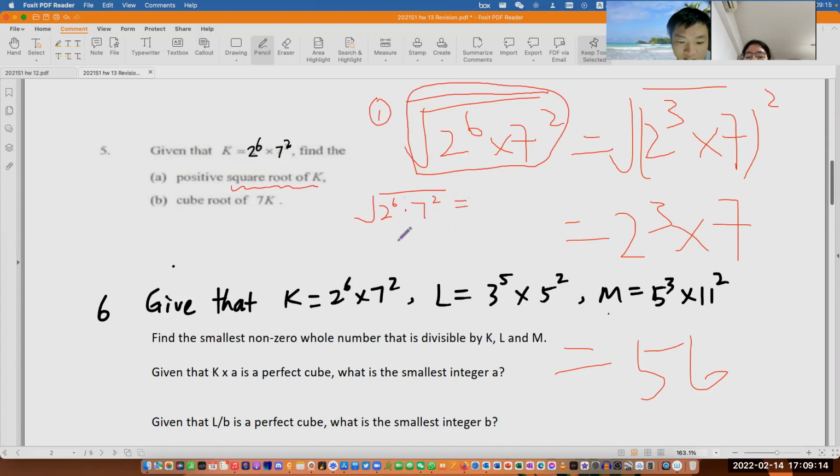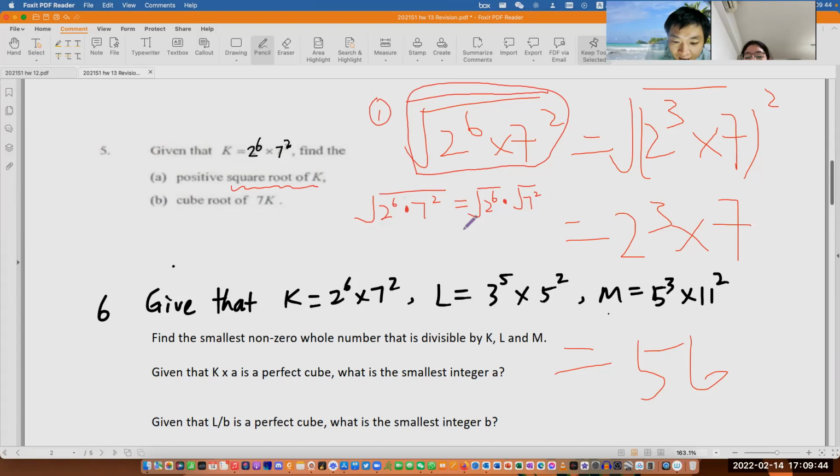So in fact, what you can do is when you square root these two, you are actually square rooting them individually. So you square root these two numbers with powers. You square root the 2 to the power of 6. Then here's the times, so it's the times in between. Then you square root the 7 to the power of 2.